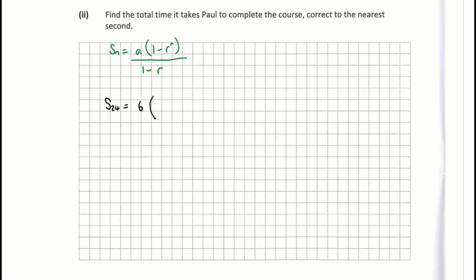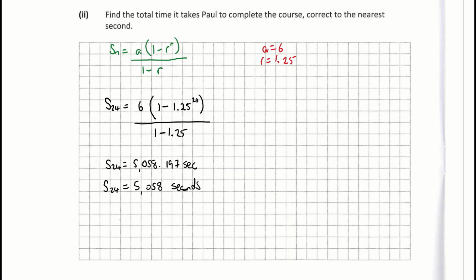I'll just write them out here actually. So my a is equal to my first term, which is 6. My r is equal to my common ratio. It's going up by 25%, or I'm multiplying by 1.25 each time. Then I'm filling in the remainder of my formula. It's 1 minus r to the power of n. So it's 1 minus 1.25 to the power of n, which is 24 terms. And I am dividing all of that by 1 minus r, 1 minus 1.25. And when I put that into my calculator, the sum of the first 24 is equal to 5,058.197 seconds. And the question wants us correct to the nearest second, so the sum of the first 24 is equal to 5,058 seconds. Okay, that is question 4.